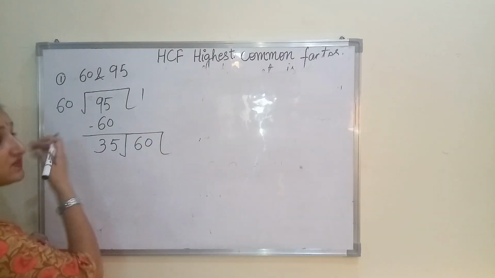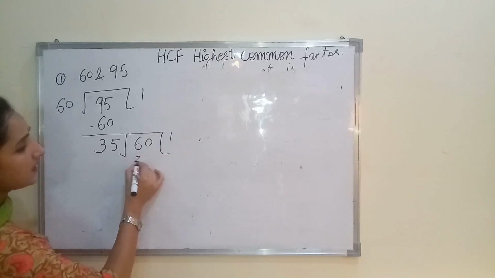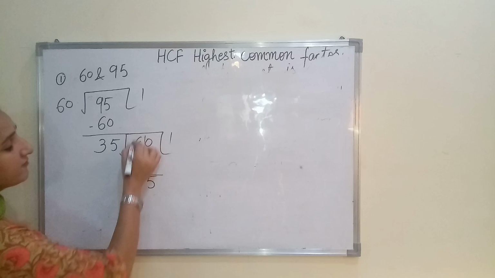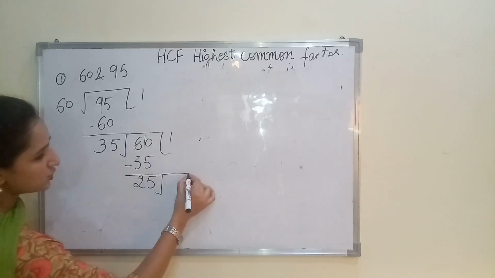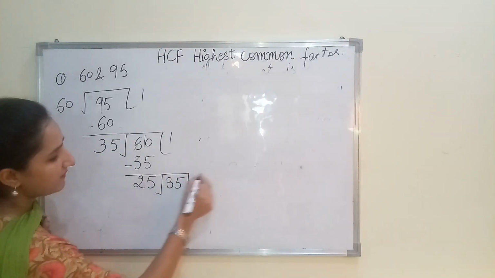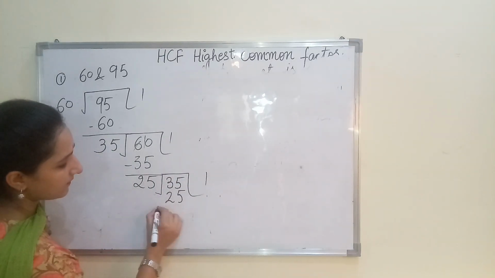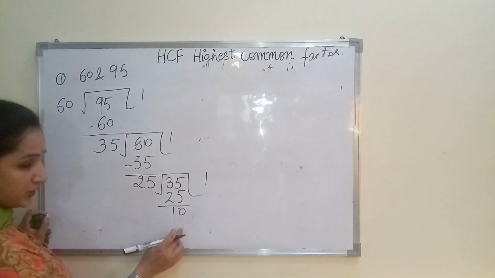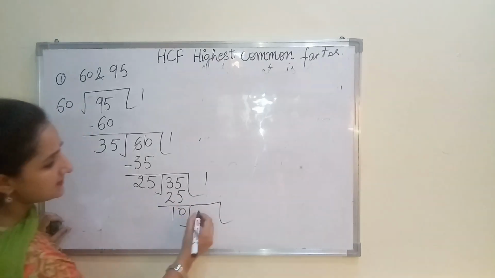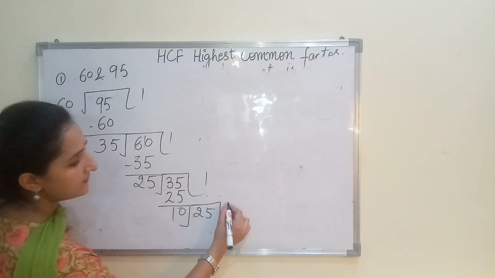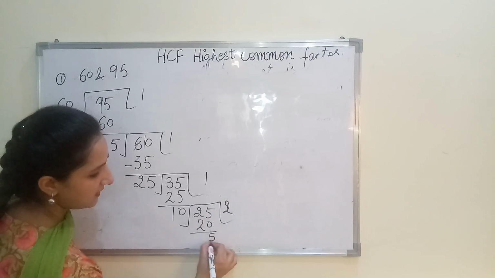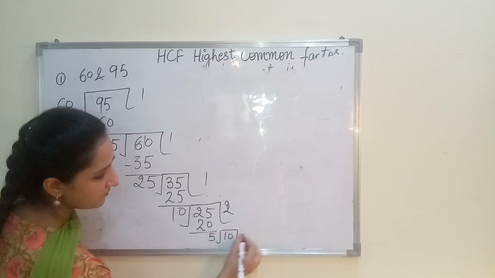35 1s are 35, 35 2s are 70, 35 1s are 35. Again you have to subtract 60 minus 35, 25, and this is the divisor. Now it becomes dividend. 25 1s are 25. Again this is 10. ये जो आपका आंसर रिमाइंडर आ जाता है ये बन जाता है डिवाइजर and this is 25. So 10 1s are 10, sorry 10 2s are 20, again 5, again 10, that is 5 2s are 10.